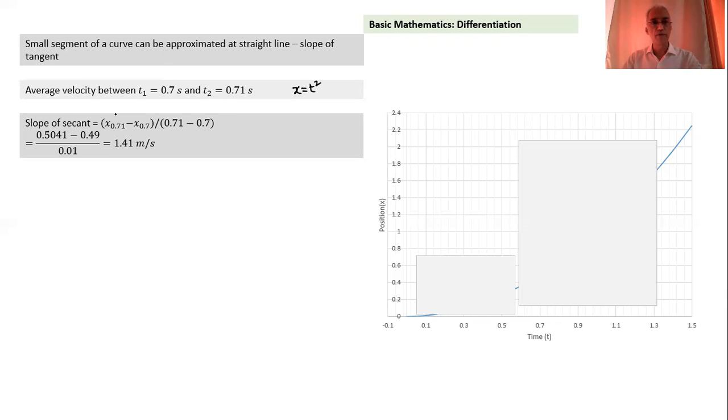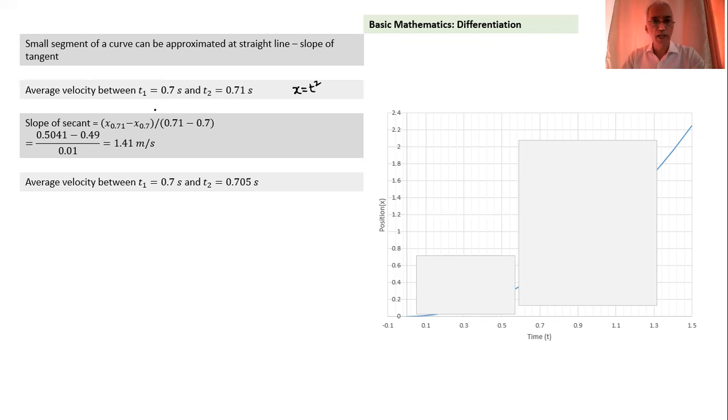So average velocity can be written as position at 0.71 minus position at 0.7, the difference gives displacement, and this is divided by t2 minus t1, the time interval. And when we calculate, it comes to 1.41 meter per second. And this average velocity is also equal to the slope of the secant passing through these 2 points. That's another way to interpret it. That's what you have done. Average velocity is equal to slope of the secant passing through those 2 points on the curve. Let's proceed further. So we have taken this time interval to be 0.01 second.